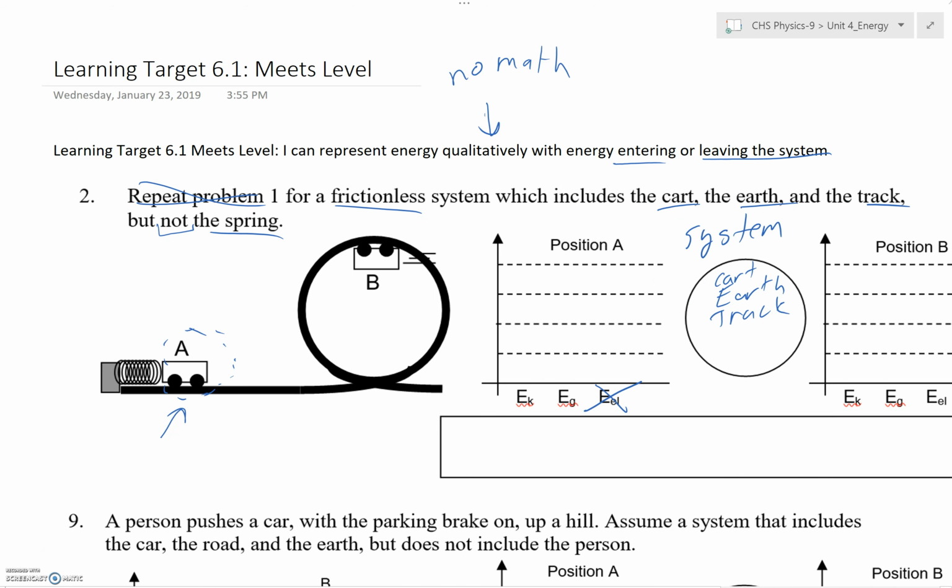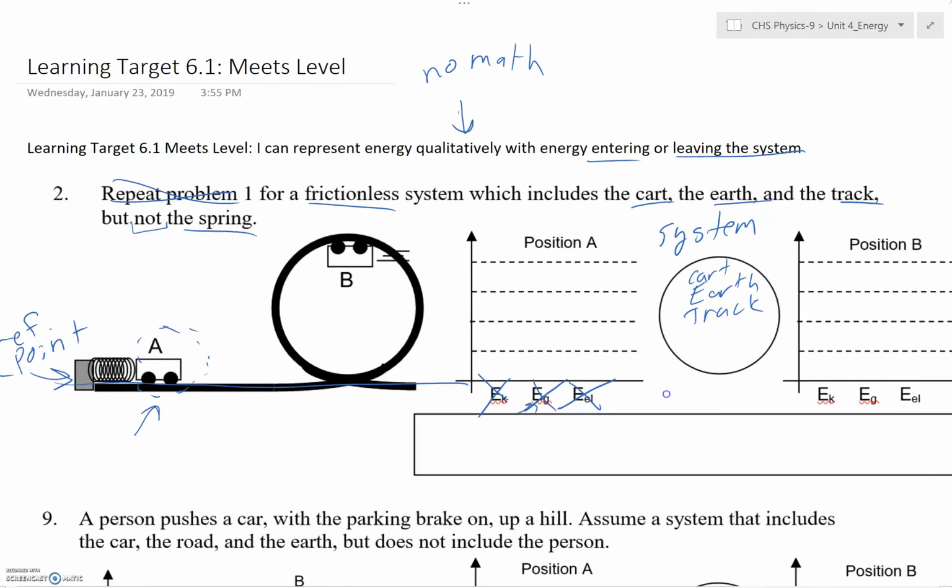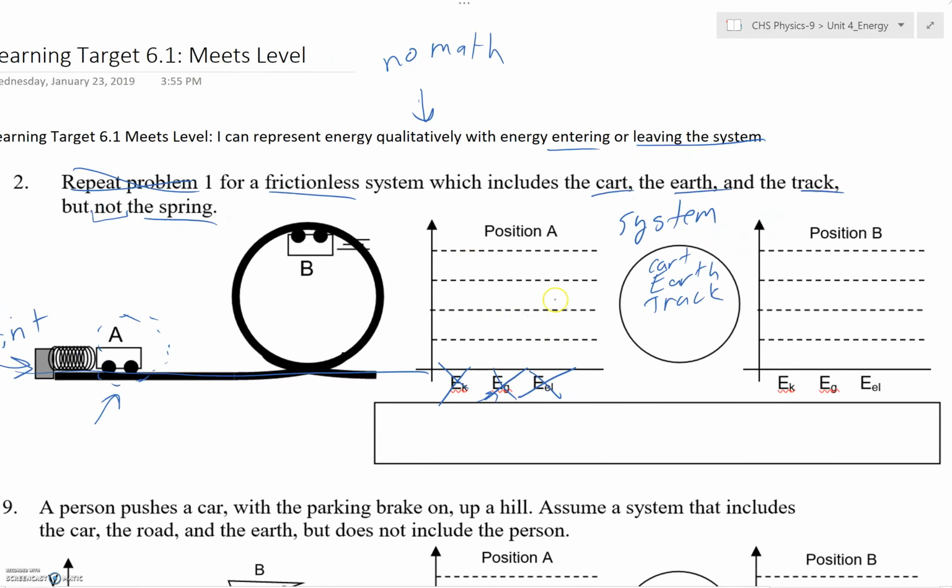Forgot to do something else here, because I was going to talk about gravitational energy next. If you don't have a reference point, you can't talk about that. So we're going to say that the reference point is here, the lowest part of our picture. So the cart starts at the reference point, so no gravitational energy. Cart's not moving, no kinetic energy. So we've got no energy in the system to begin with.